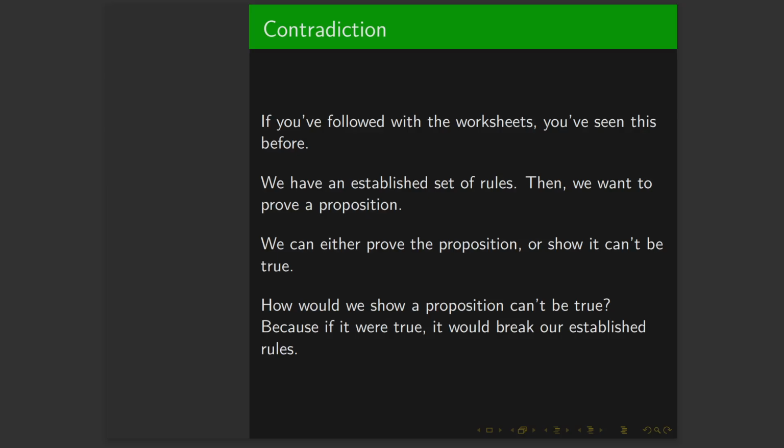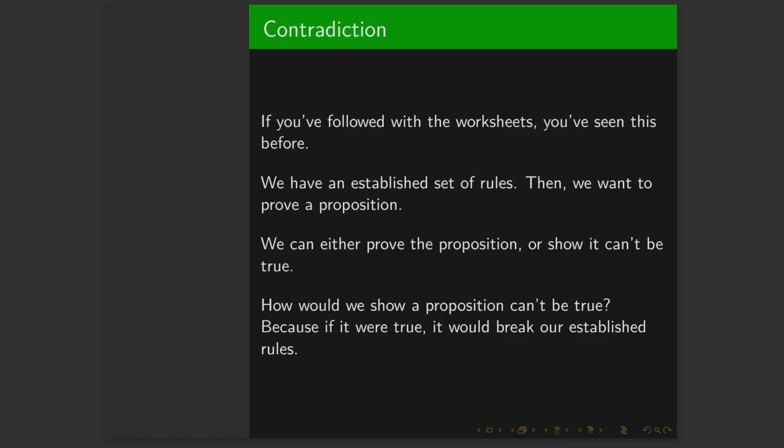Now, if you follow along with the worksheets, you've probably seen this before. One of the most powerful tools that you'll have is called a contradiction. The idea is this. We have a proposition. We want to prove it, right? But what if we show that it just can't be true? As in, it's impossible for it to be true, because if it were true, it'd break our previous notions or preconceptions about what math is. It'll break the established set of rules we have.